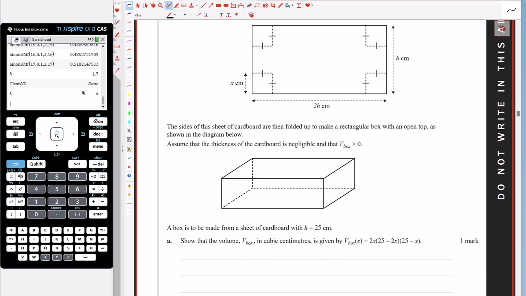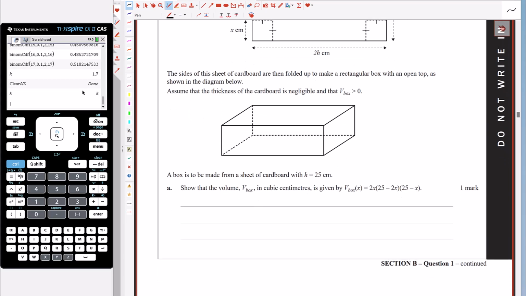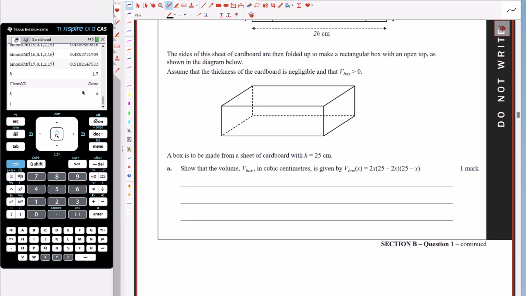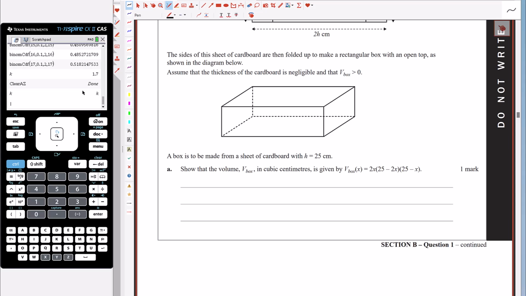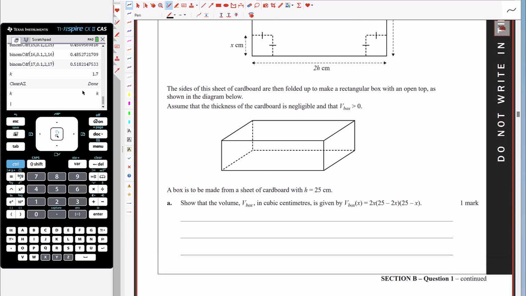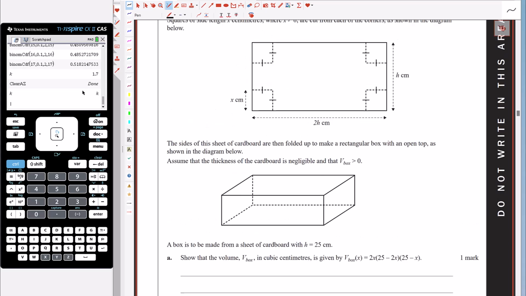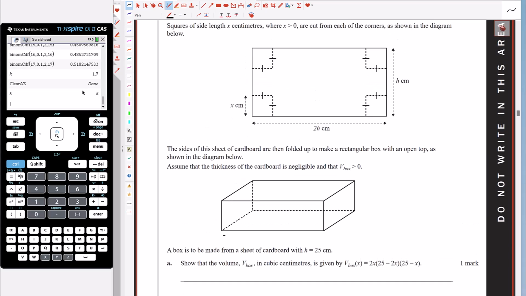Okay, so we've got this very standard problem where we make a box by cutting the corners out of the cardboard and folding it up. Show that the volume of the box is given by this. Again, very routine. Thinking about the dimensions of this box, this base length along here is going to correspond to this length here in my diagram. Sorry, I should have changed colour there so you could see where I was drawing. So these are going to be the same.